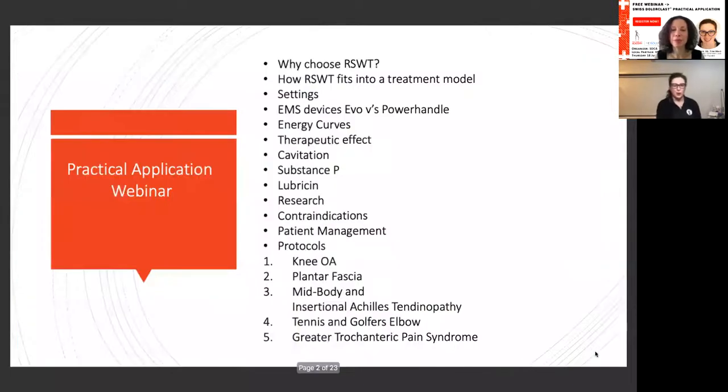Okay, we're going to go through why we choose radial shockwave therapy as a treatment, and how it fits into a treatment model for a patient that comes in, the settings on the device, the different types of devices and the energy curves they give us, the therapeutic effect, and how it works to diminish pain for patients. We're going to discuss the three most important things about the shockwave, which are cavitation, substance P, and lubricant. We're going to discuss some research that's really prevalent and very applicable to some of the conditions we're going to discuss tonight.